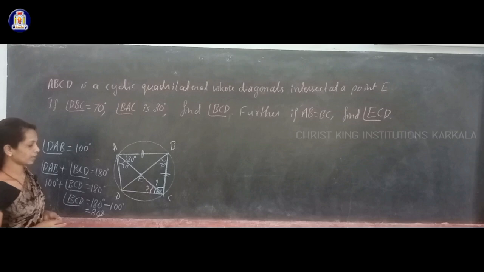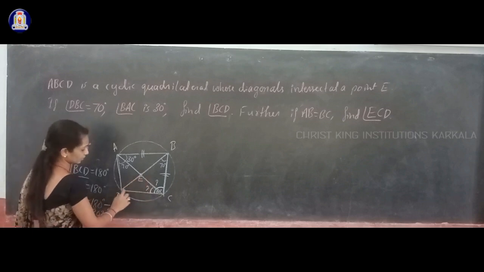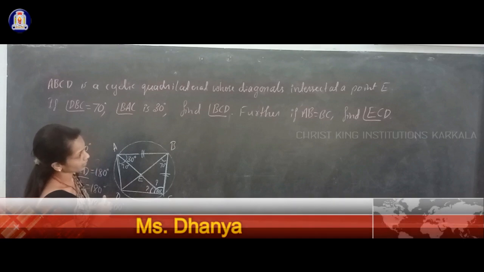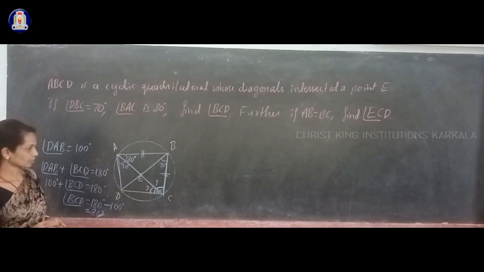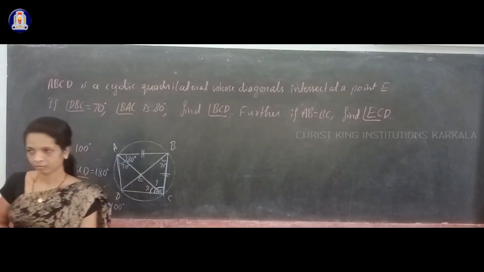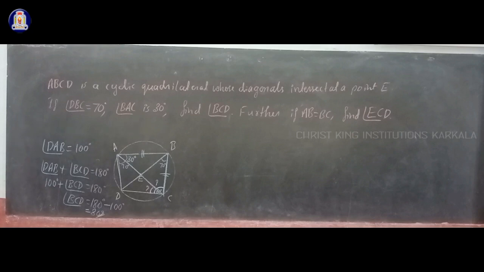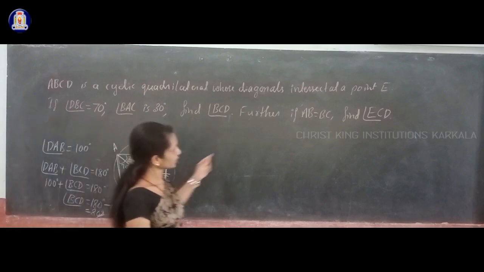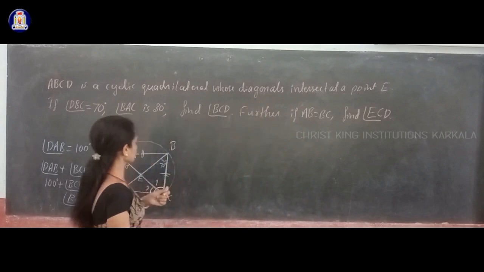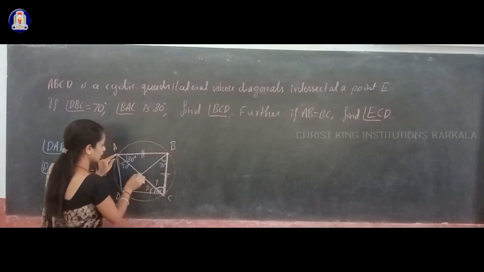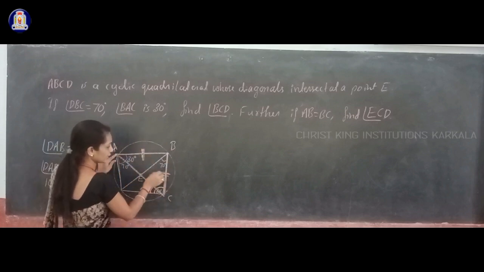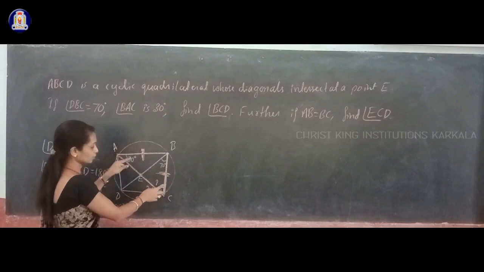Now what we have to find is angle ECD. How to find angle ECD? To find angle ECD, you have to use that AB is equal to BC. Now observe this triangle ABC. In that triangle, these two sides are equal. If these two sides are equal, then the angles opposite to them are equal.